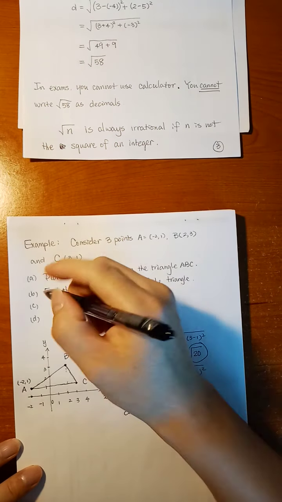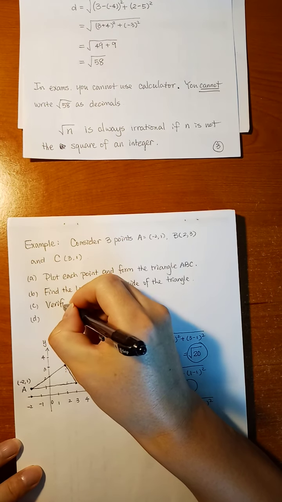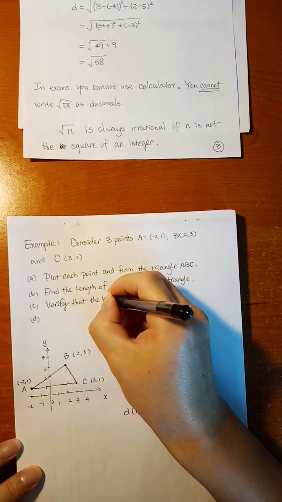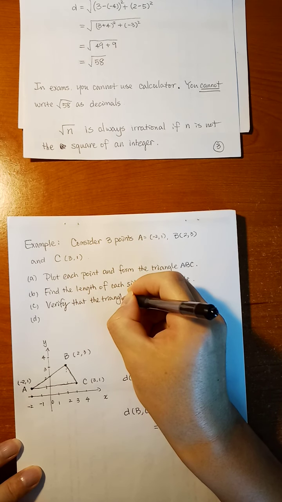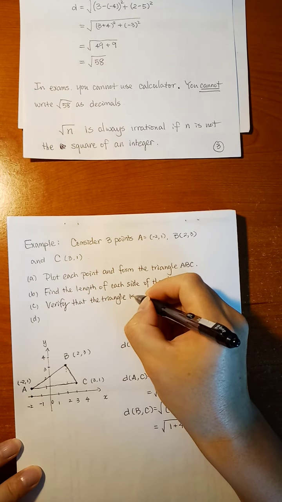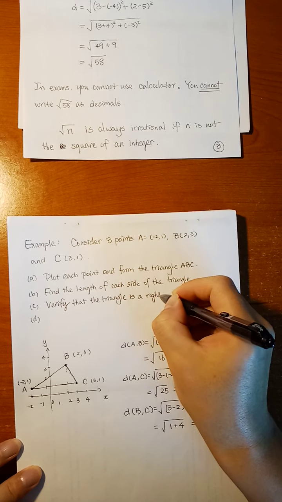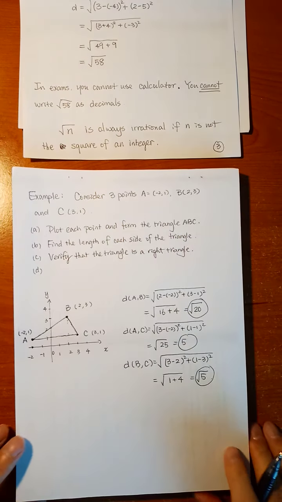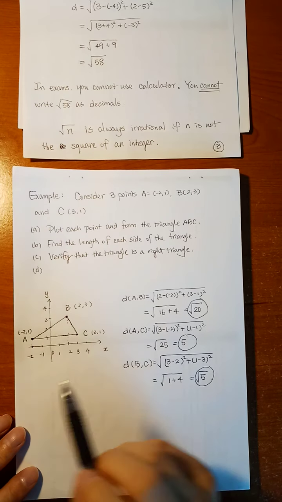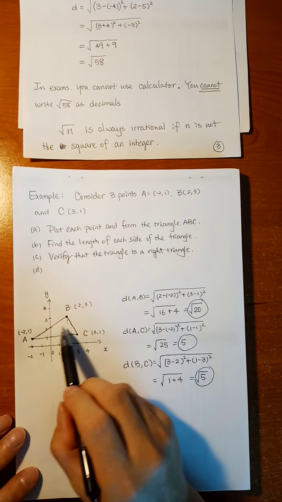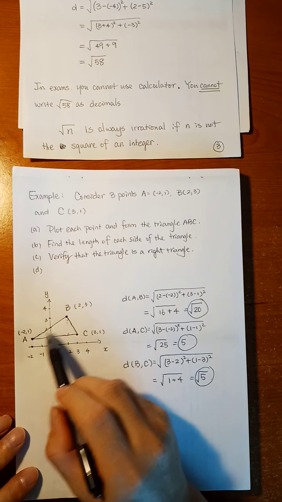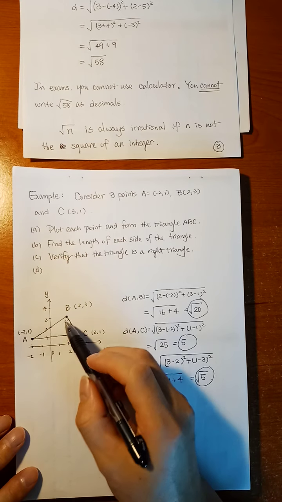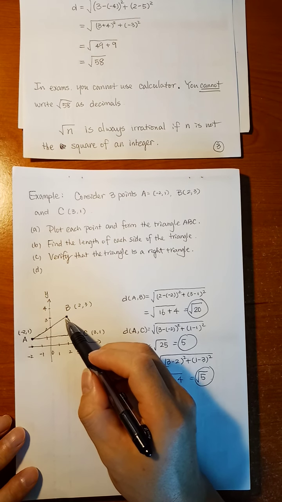C. Verify that the triangle is a right triangle. Oh, let's check it. It looks like this angle is right. If you draw the coordinates relatively correct, it looks like a right triangle. This is a right triangle.